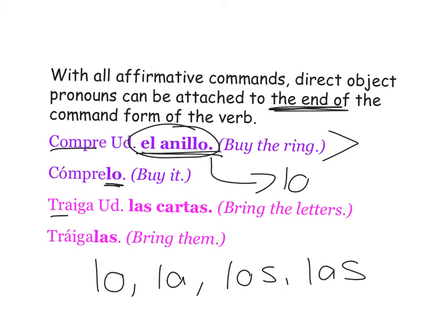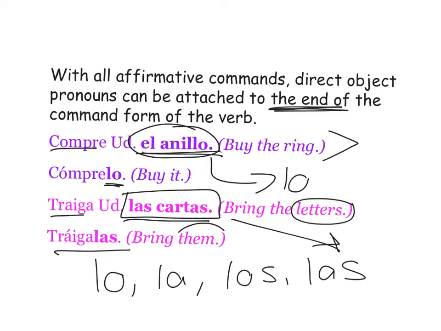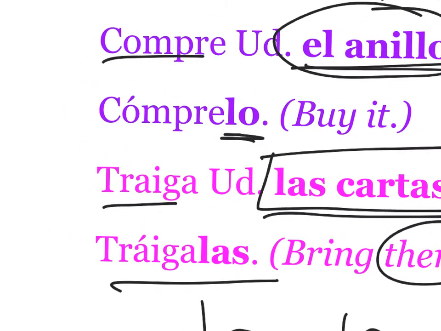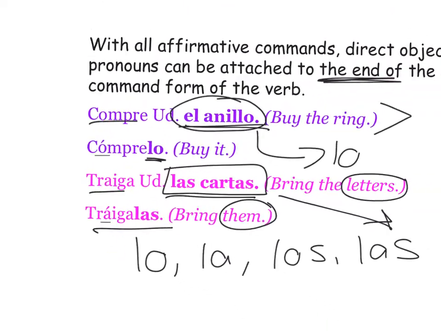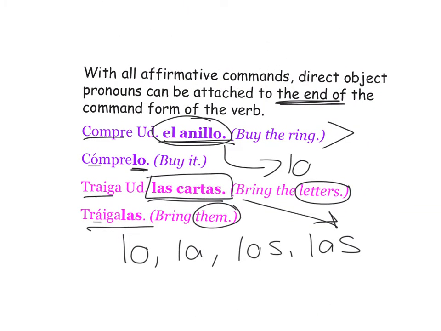Another example, traiga usted las cartas. Bring the letters, okay? Las cartas would take the pronoun las, so you would put tráigalas. Bring them. So letters is being replaced by them. Usually in commands, you are going to notice these accent marks. We are not going to focus on those accent marks right now. It's a little bit confusing. So I'm just going to make sure that you are, 1, putting it in the command form, and 2, attaching the pronoun.